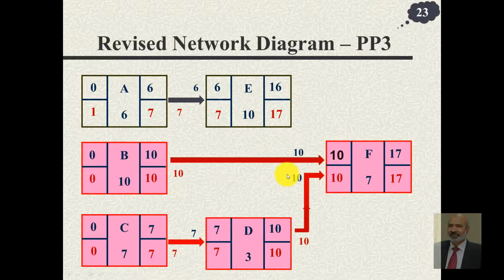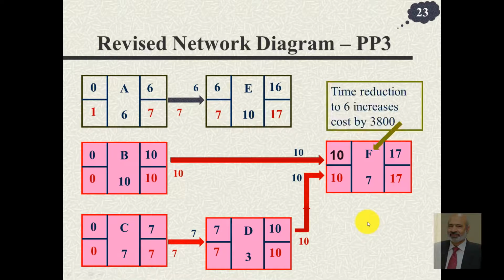If we want to reduce the time further, either we have to reduce this time of F from 7 to 6 days, and that would cost us 3800, or we have to target this, but in addition to this we have to target one of these. Now this cannot be touched, so our choice now is either this or this plus this.